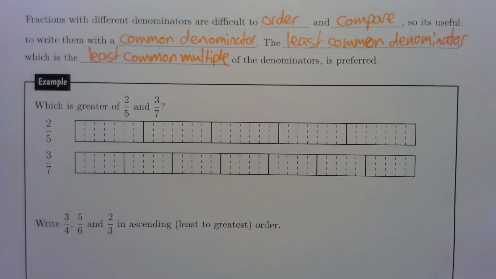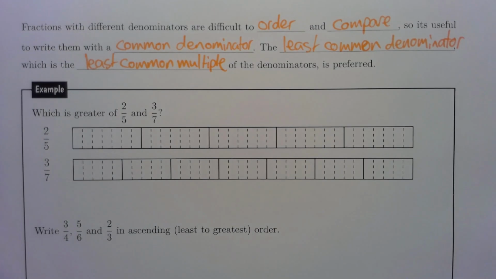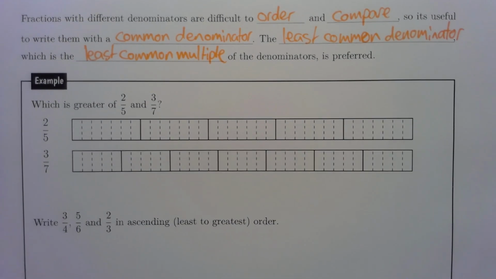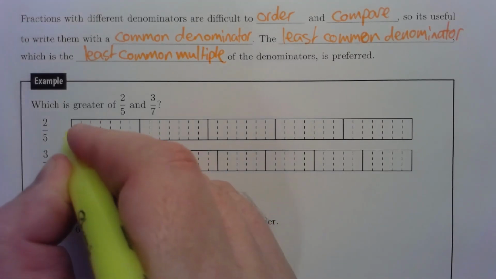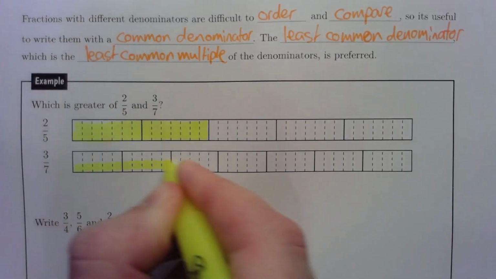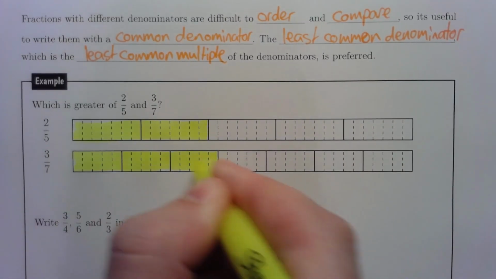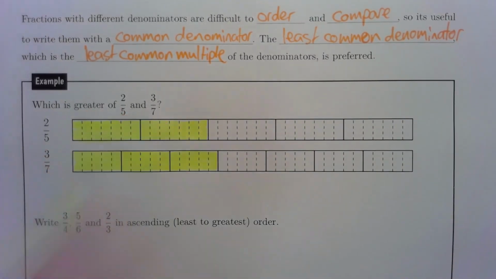So for example, we want to compare 2/5 and 3/7. Now, when we have fraction bars, which are split evenly into 5 parts and 7 parts, we can shade 2/5 and we can shade 3/7, and we can see immediately that 3/7 is larger than 2/5. However, drawing this type of diagram is not the most practical way of finding which of these two fractions is greater.